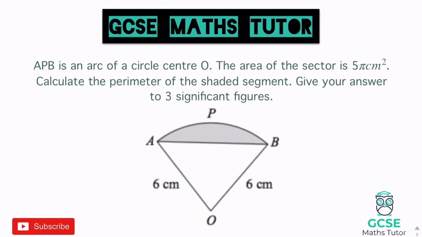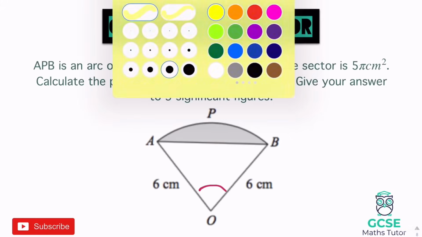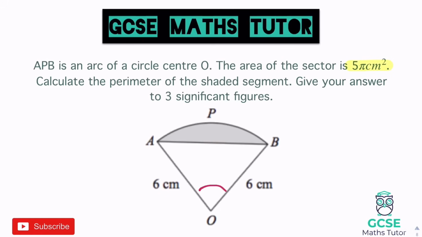Now we can get the length once we know what this angle is, and that's where it's given us this extra piece of information this time. It's said that the area of that sector is 5 pi centimetres squared. So we can actually work backwards from this.